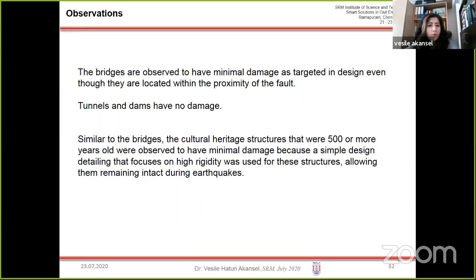The bridges are observed to have minimal damage, as targeted in the design, even though they are located in proximity to the fault. The tunnel and dams have no damage, and similar to the bridges, the cultural heritage structures that were 500 or more years old were observed to have minimal damage, because a simple design detailing that focused on high rigidity was used for these structures, allowing them to remain intact during the earthquakes.